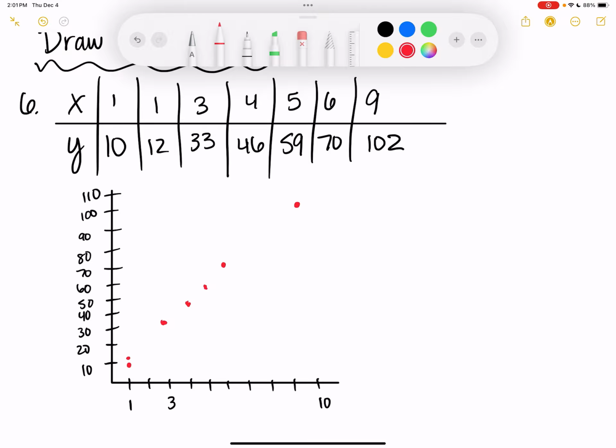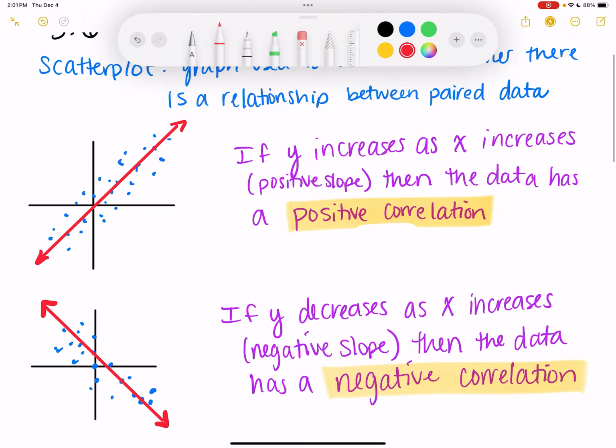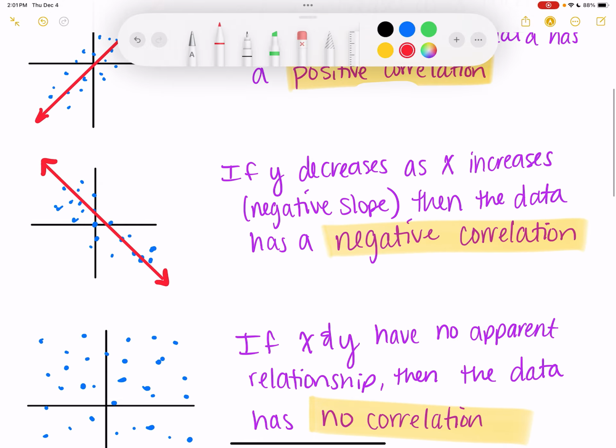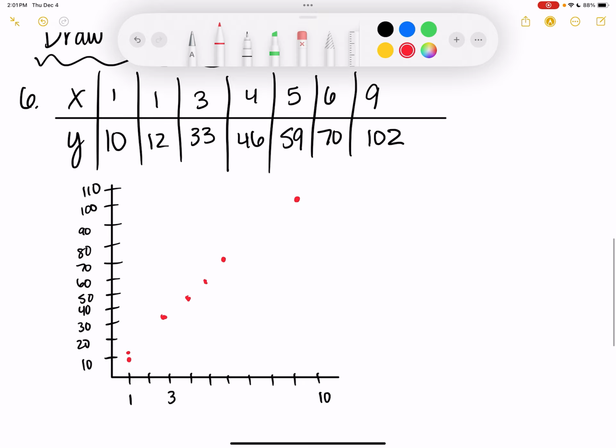Now, according to the stuff that we did at the beginning, does this have a positive, negative, or no correlation? Yep. This has a positive correlation.